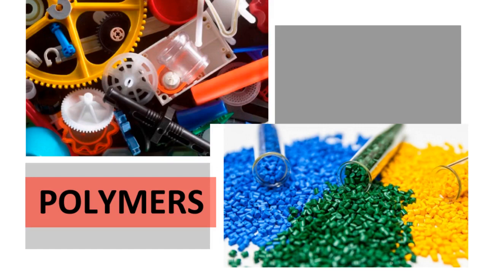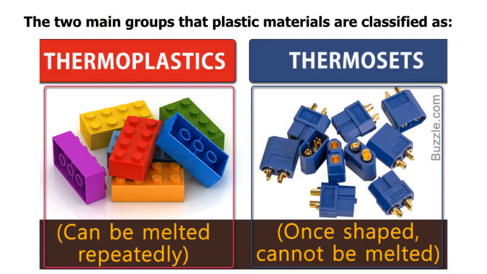have the property of becoming fluid at some particular stage, so they can be formed or molded into the desired shapes. The two main groups that plastic materials are classified as: thermosetting materials undergo a chemical change to attain the final hardened stage. The molecular structure is changed, and the material cannot be restored to its original state.